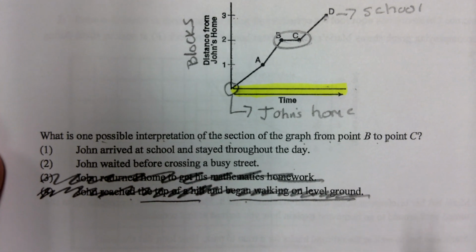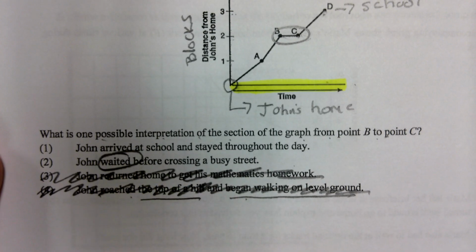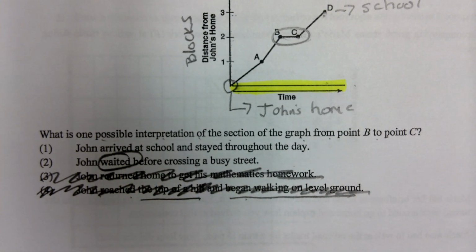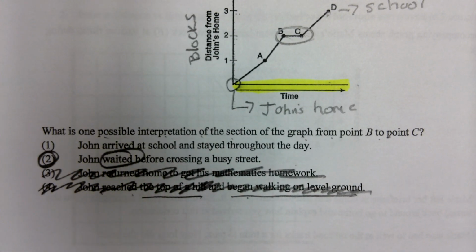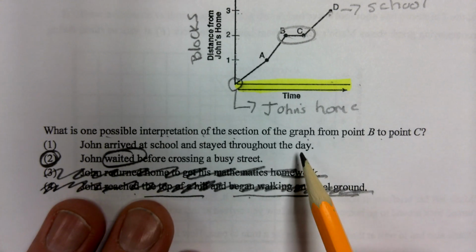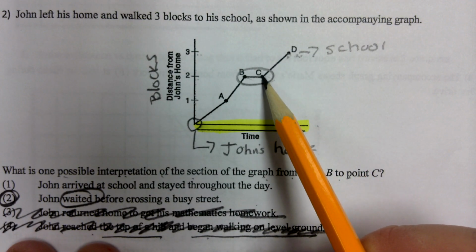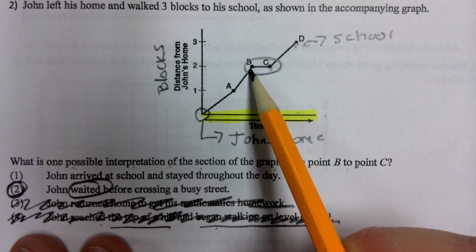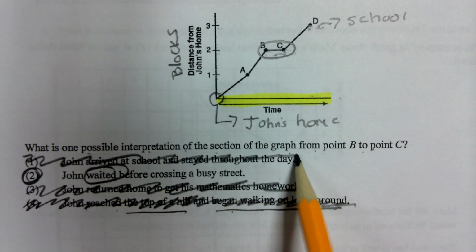Look at number 2. John waited before crossing a busy street. Circle that word, waited. Remember, we're looking for anything where he stays put, is stationary, doesn't move, and that is clearly the right answer, so circle that one, okay? Let's just look at number 1 to make sure that we got the right answer for number 2. It says, John arrived at school and stayed throughout the day. Well, that answer is true. He did when he got to letter D, so certainly that would describe from C to D, but that's not what's describing from B to C. So clearly number 1 is not the correct answer. So number 2 is the correct answer.